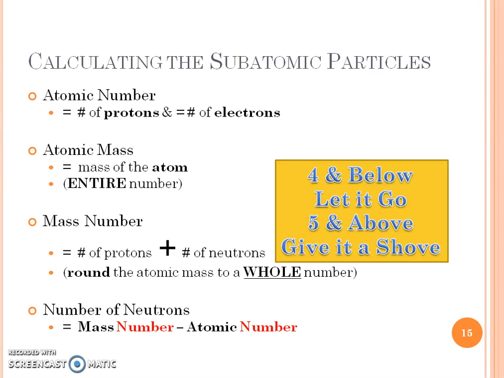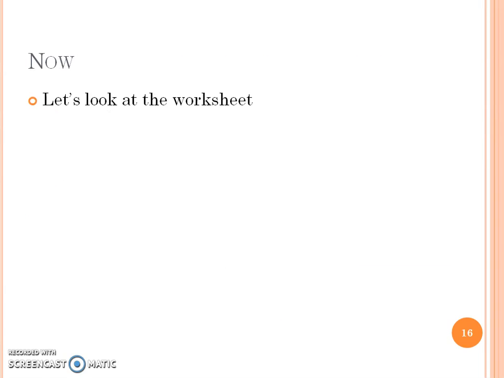Because you can't have a decimal place for the number of neutrons. They all have to be whole numbers. Okay, so now let's look at this worksheet.